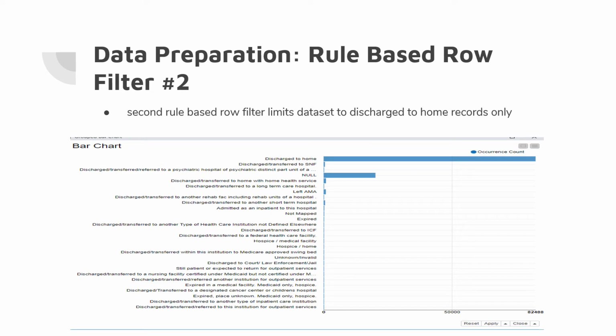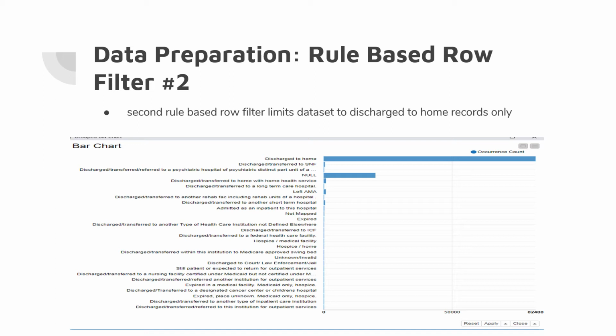Rule-based row filter number 2. We used another rule-based row filter to limit our data set to discharge-to-home records only. There's a variable within our data set called the discharge code description, and it indicates the different discharge categories. As you can see in the bar chart, discharge to home had by far the highest count at 82,488 rows, and the next highest was null at roughly 20,000 and something.